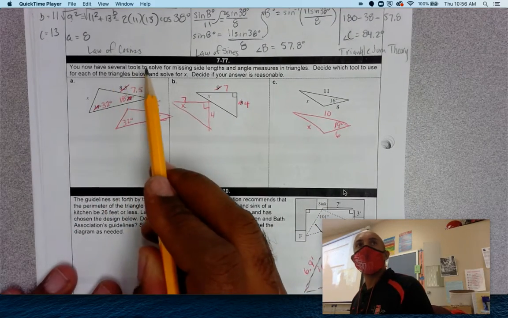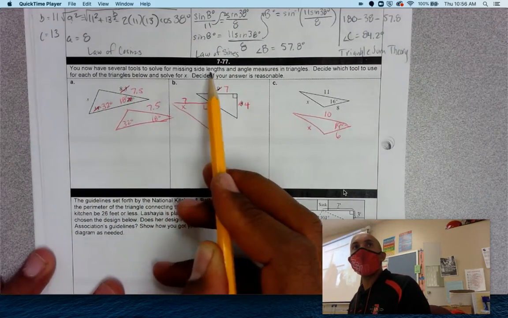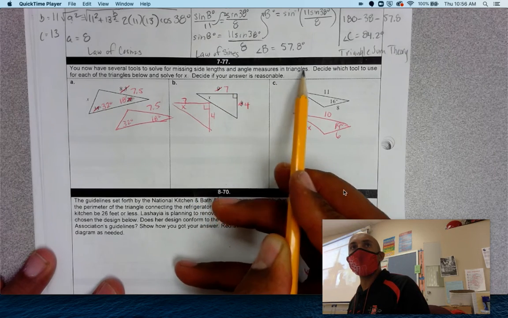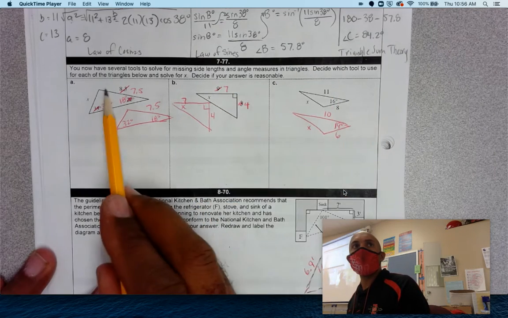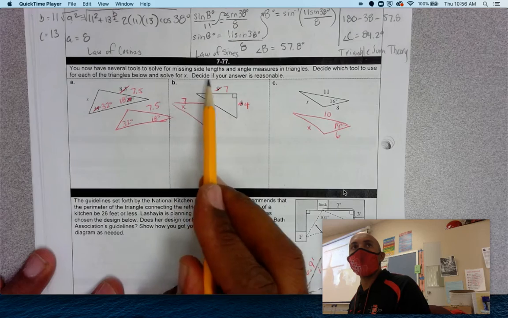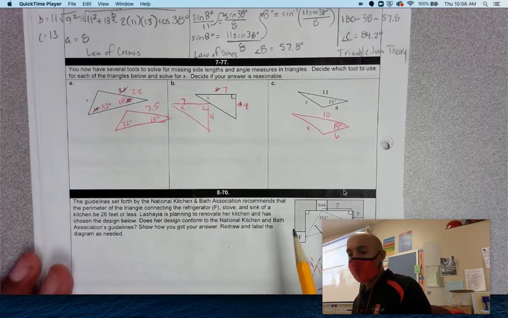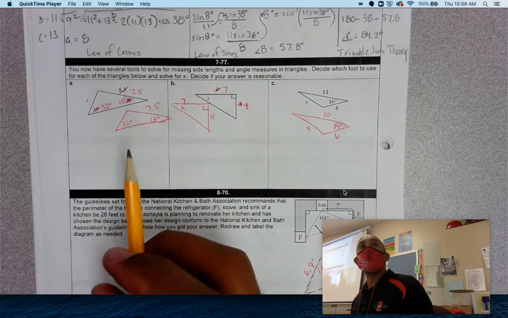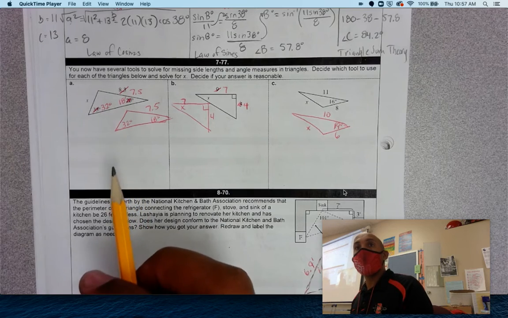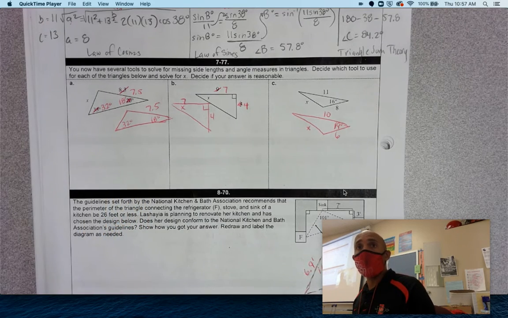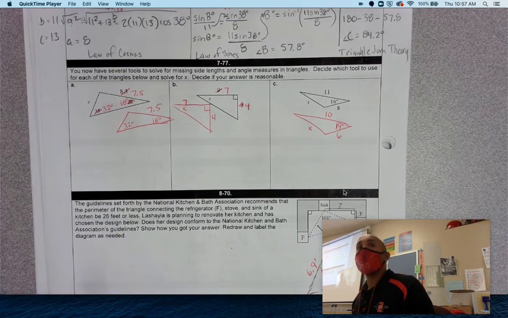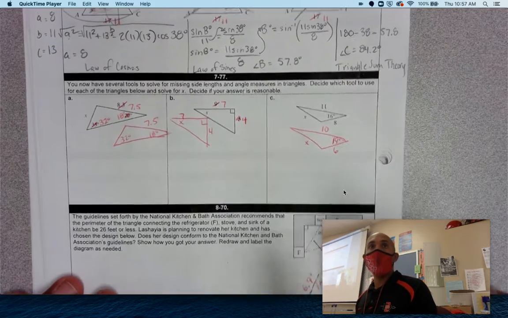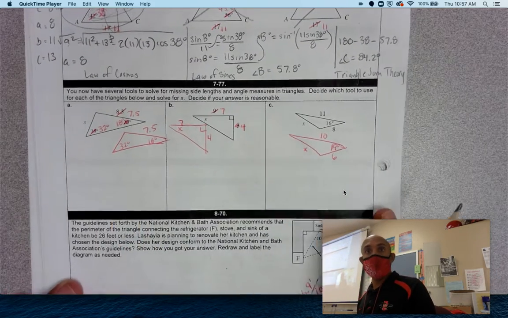You now have several tools to solve for missing side lengths and angle measures in triangles. Decide which tool to use for each of these triangles below and solve for x. Decide if your answer is reasonable. All right, so I want to remind you of one thing that you haven't seen since IM2, SOHCAHTOA. And we're going to be using that in one of these situations.